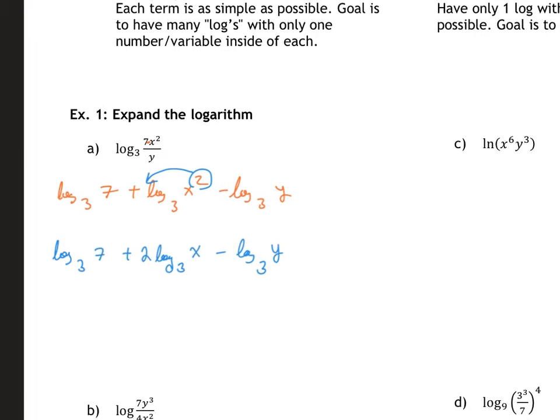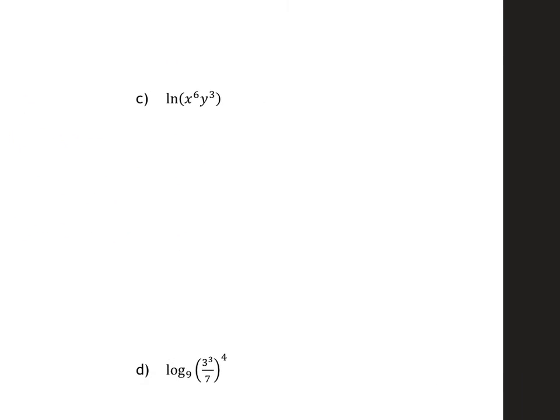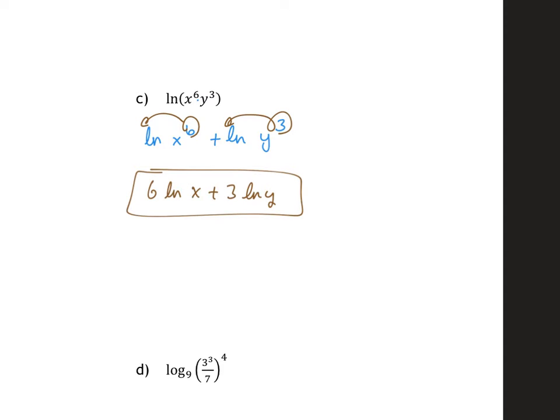All right, let's come over here to C just because I like to go left to right. Natural log, same rules apply. So I'm multiplying here so I can split these up. So I have the natural log of x to the 6th plus the natural log of y to the 3rd. And then exponents are going to always be kicked out front. So I got 6 times the natural log of x plus 3 times the natural log of y, and we are done.